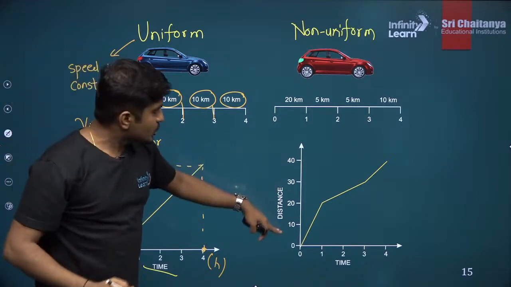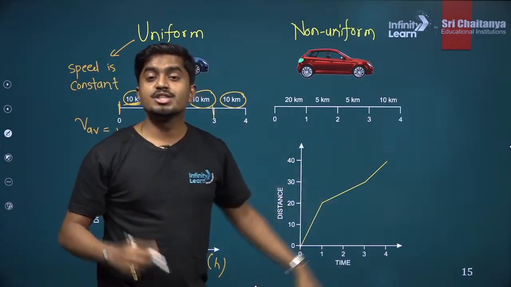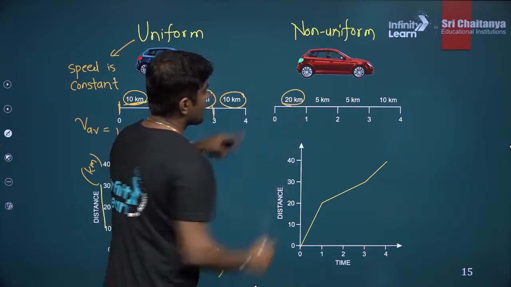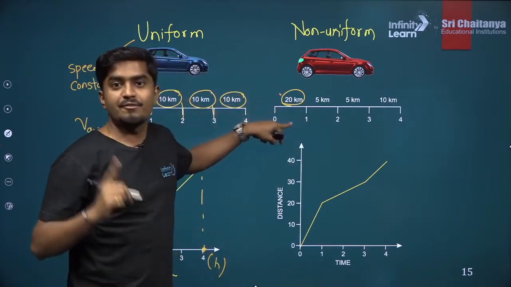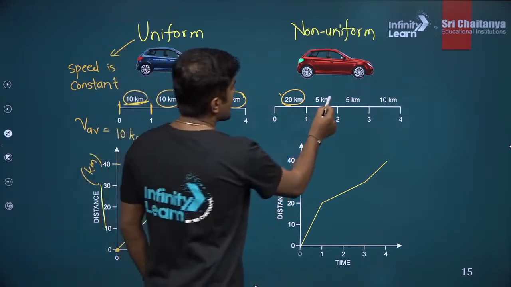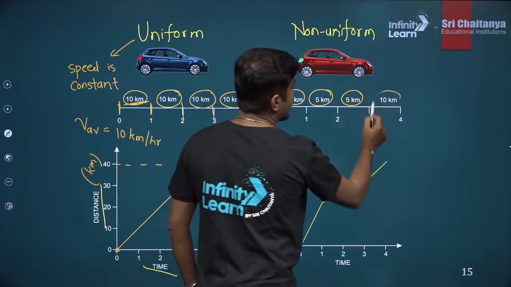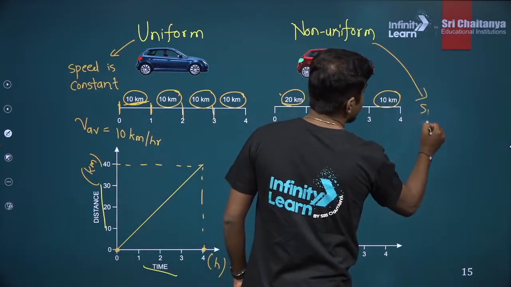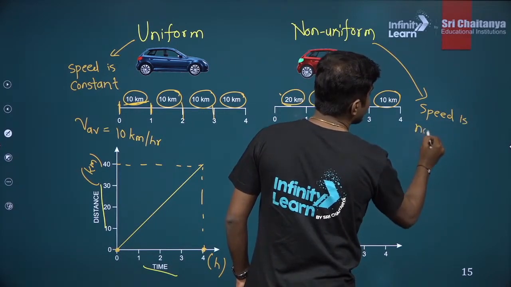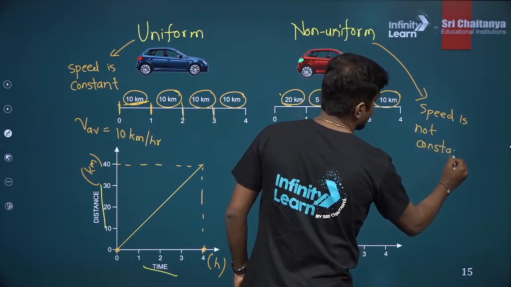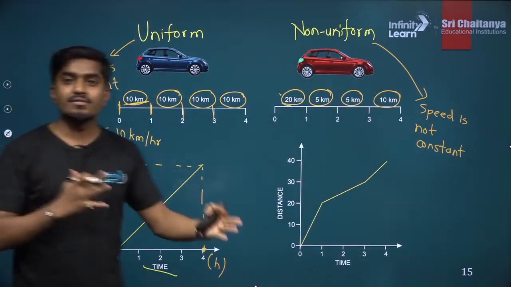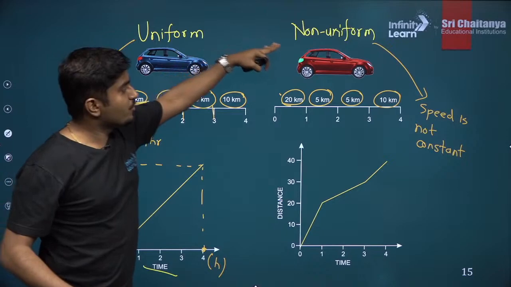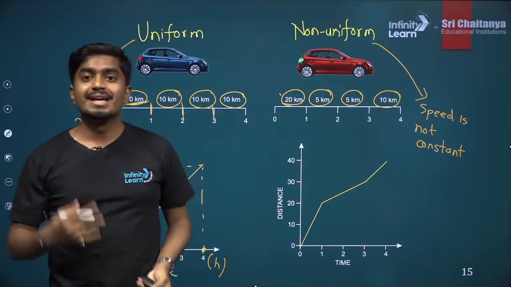And in the next graph, there is a non-uniform motion. The distance versus time graph is not a straight line. So whenever you see something like this, now find out the speed in the first 1 hour. It is 20 kilometers divided by 1 hour, 20 kilometers per hour. Then 5 kilometers per hour, again 5 kilometers per hour, 10 kilometers per hour. So whenever an object is in non-uniform motion, what do we say? Speed is not constant. So this is how you can distinguish between the two. If it is a uniform motion, speed has to be constant or same. If it is non-uniform motion, speed will change.